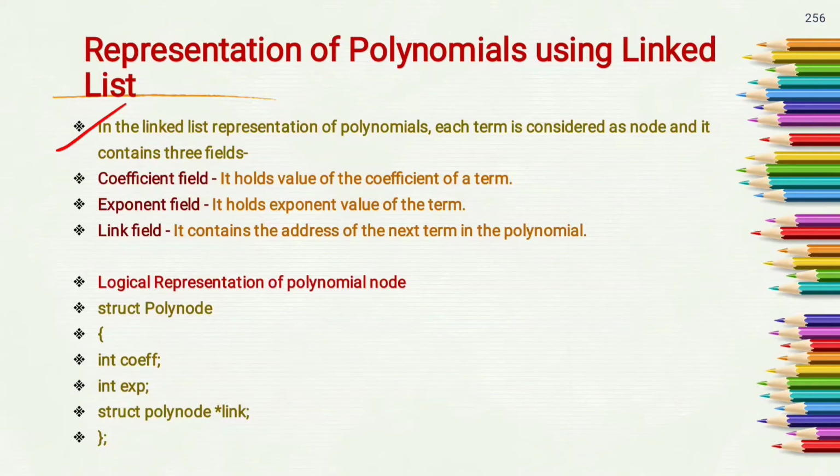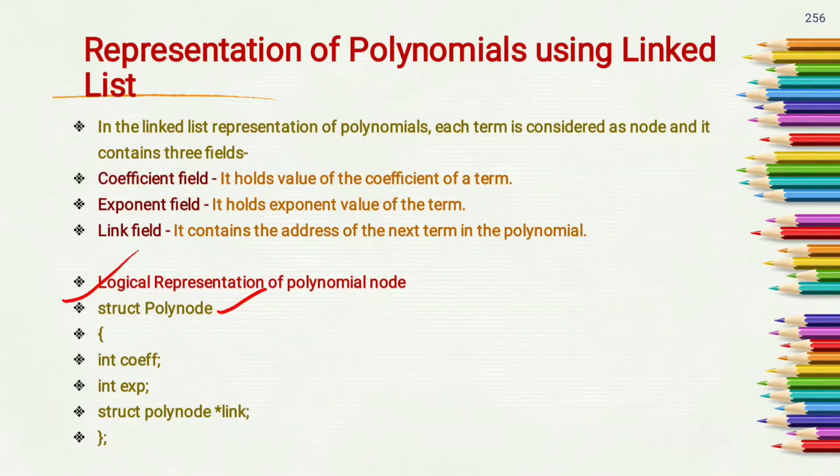So in the linked list representation of polynomials, each term is considered as node and it contains 3 fields. Coefficient, it holds value of the coefficient of a term. Exponent field, it holds exponent value of the term, and link field, it contains the address of the next term in the polynomial.